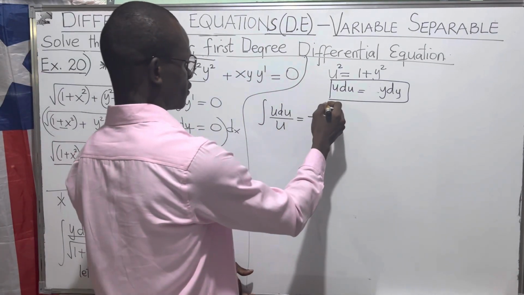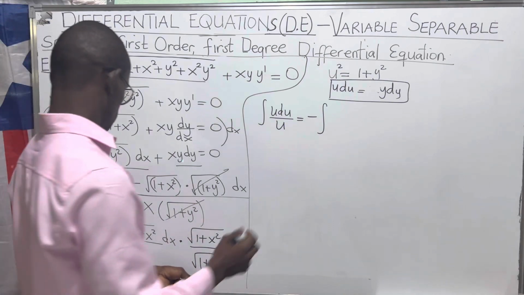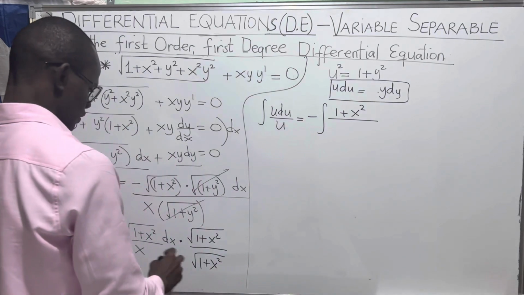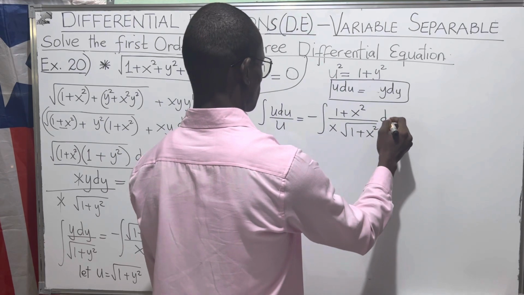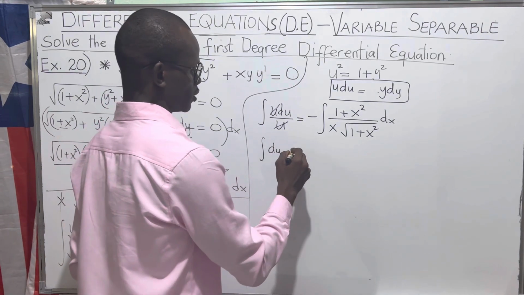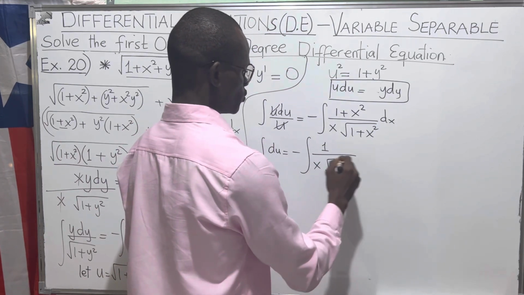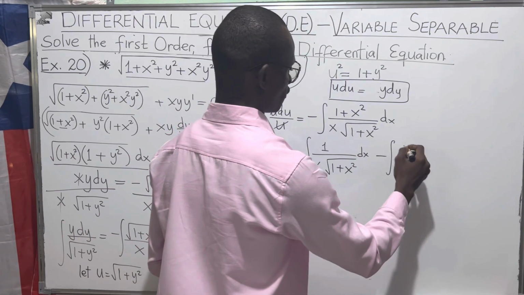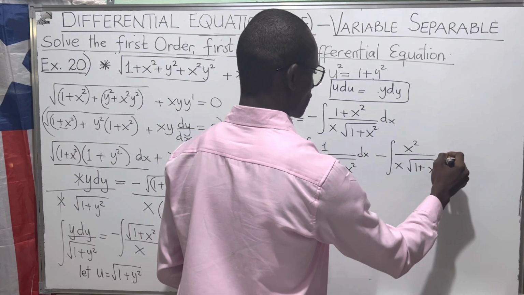Now, whenever we multiply two radicals, we take the radicand, that is what is under the radical. So it's just 1 plus x squared all over x times, this is just x, the root of 1 plus x squared dx. So this u can cancel this u. You have the integral of the u negative. Now we can open this up. You have the integral of 1 all over x times the root of 1 plus x squared dx, minus the integral of x squared all over x times the root of 1 plus x squared dx.